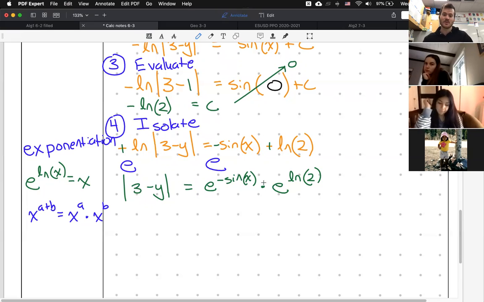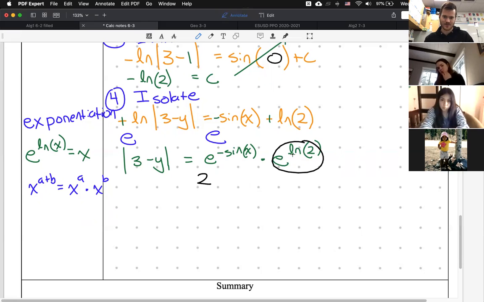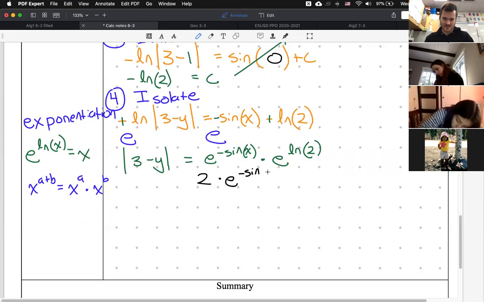And there's 5 seconds. So there's something else that's cool. Check this out. e to the natural log, which I just talked about, those cancel each other out, and this is now just 2. So our next line down here is going to look like this. I'm going to write the 2 out front. I could write it out to the right, but it's kind of weird to put a number out to the right. So this is 2 times e to this negative sine of x.